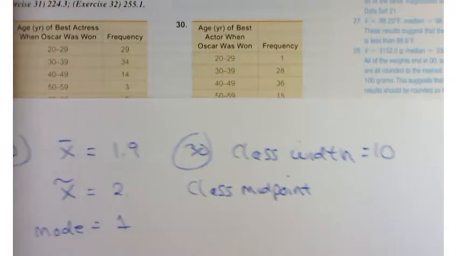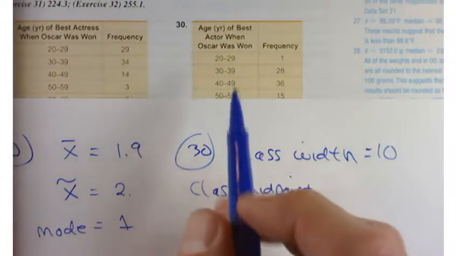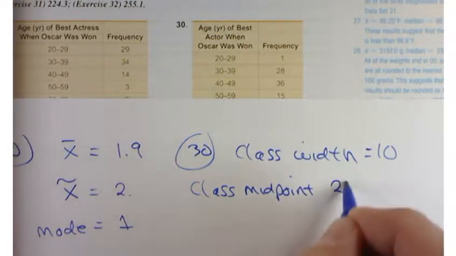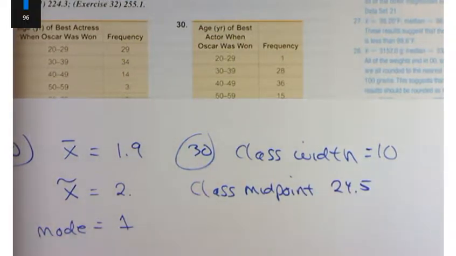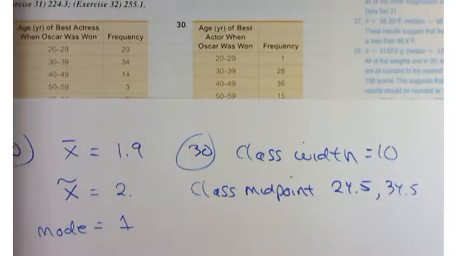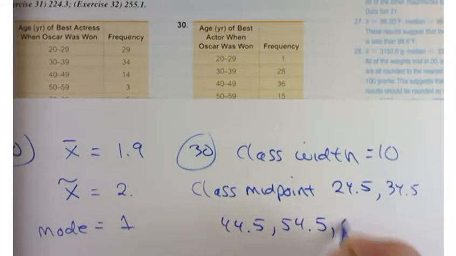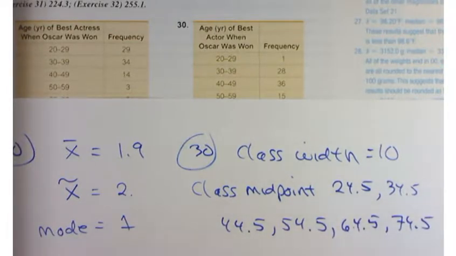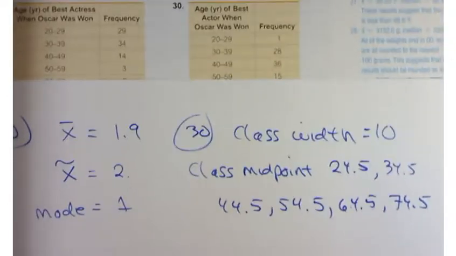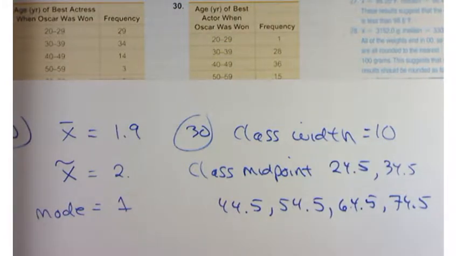Let's start with the class midpoint for the first class here. What's that class midpoint? 24.5. And then the next one, 34.5. And it's just going to keep on increasing by 10, 44.5, 54.5, all the way up to 74.5. So those are the class midpoints. You have your lower class limits and upper class limits, 20, 29, etc. So a little bit of review there.